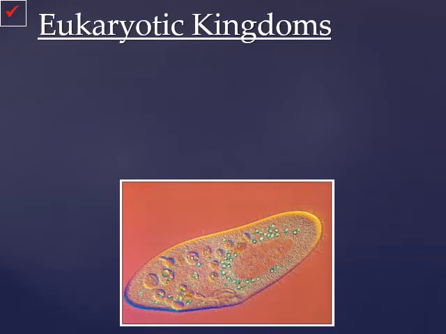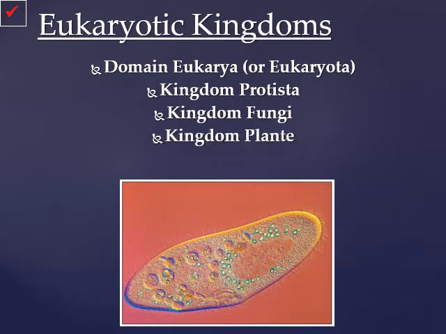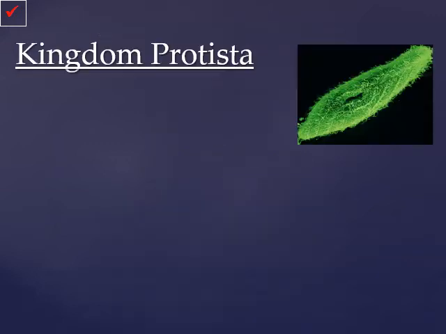Up next, we're going to discuss our 4 eukaryotic kingdoms. So these are the domain Eukarya, or sometimes considered Eukaryota. These contain the kingdom Protista, fungi, plantae, and animalia. So as we progress, we'll be discussing each of these individually, just like we did for the prokaryotic kingdoms.